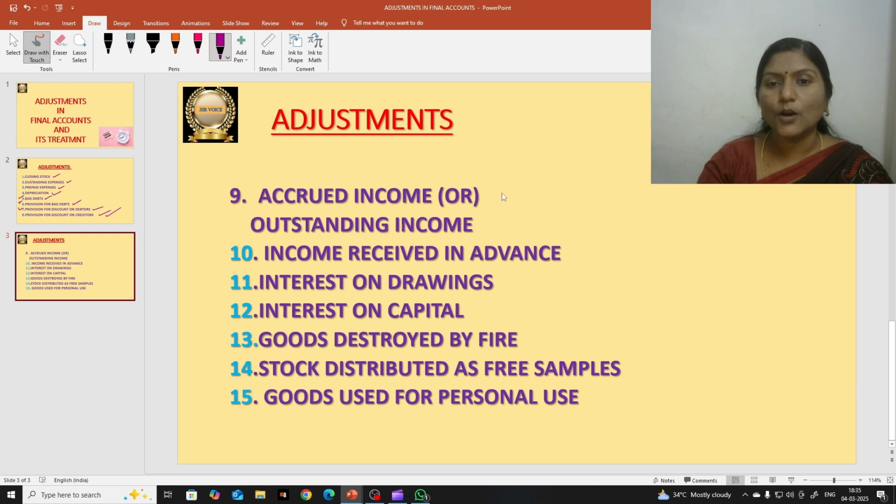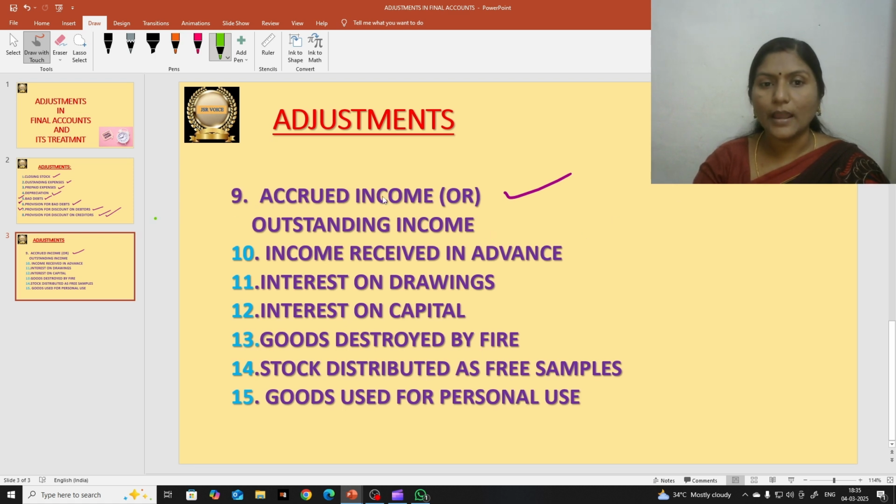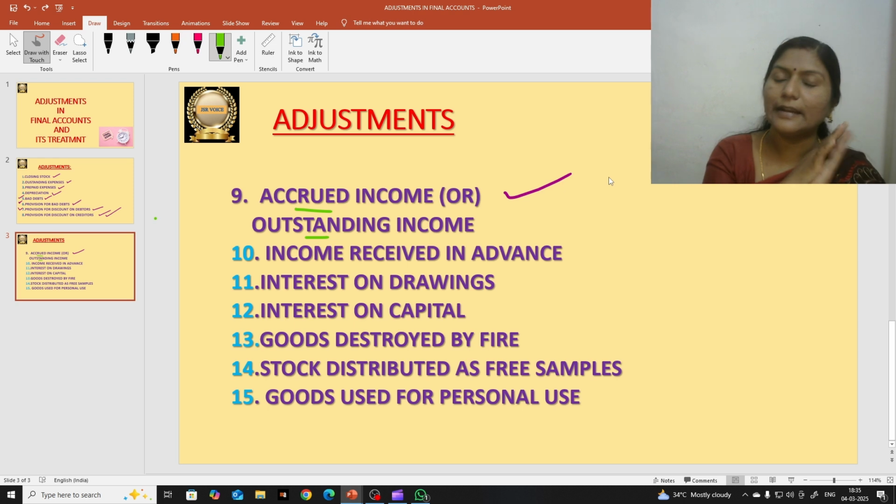Next one is accrued income or outstanding income. Accrued or outstanding, both are the same. Accrued and outstanding, both we are going to add. So accrued income or outstanding income, we should always add to the relevant income. Where do we write incomes in the final accounts? Profit and loss account credit side.